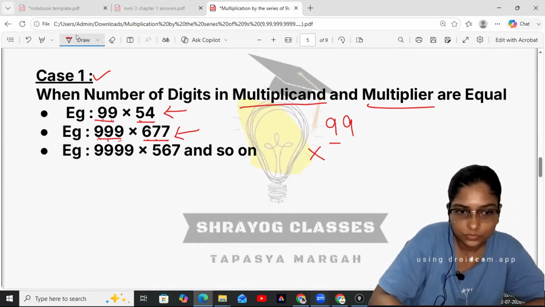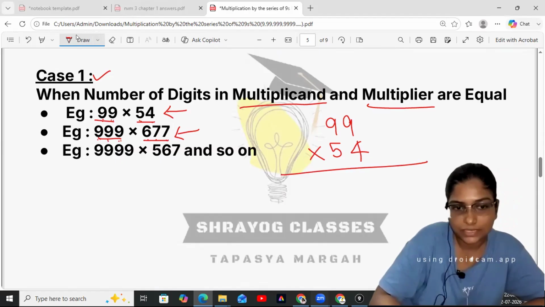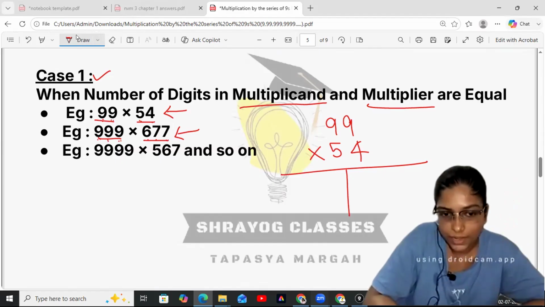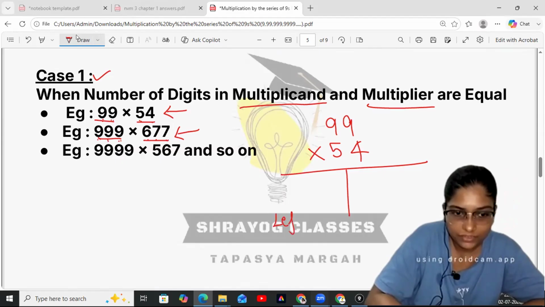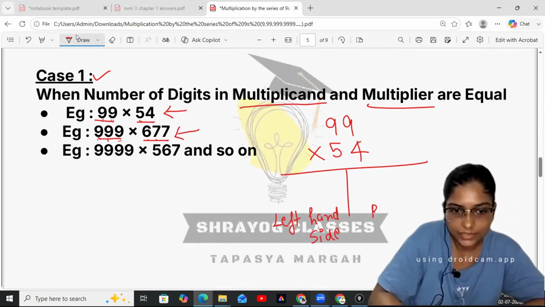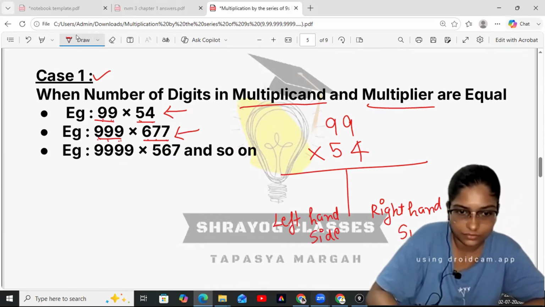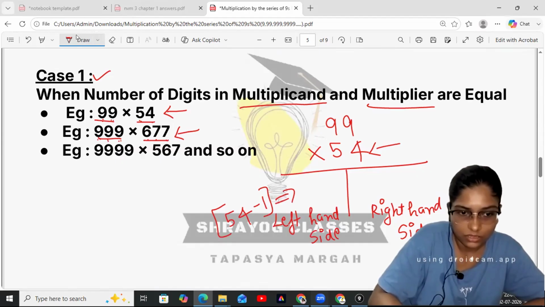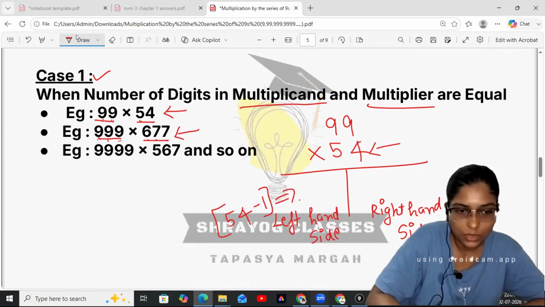Let's take the first example, 99 multiplied by 54. The first step is to partition the answer into my left hand side and my right hand side. My left hand side will consist of the multiplier minus 1. The multiplier is 54, minus 1 from it, I'll get 53.